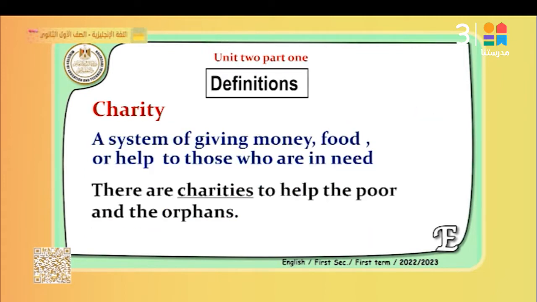We have the word charity. What's a charity? Charity is a system of giving money, food, or help to those who are in need. So when we say it's a charitable organization, means it's an organization which helps the poor. There are many charities to help the poor and the orphans. So what's a charity? Charity could be a charitable association, it could be the acts of charity themselves. There are many charities to help the poor.